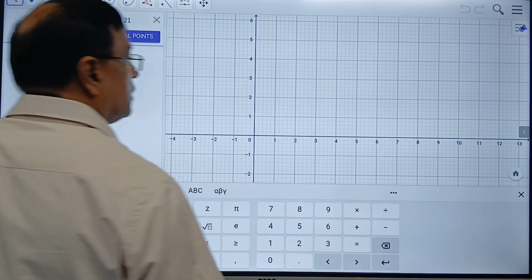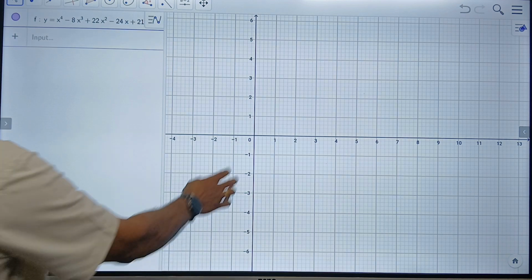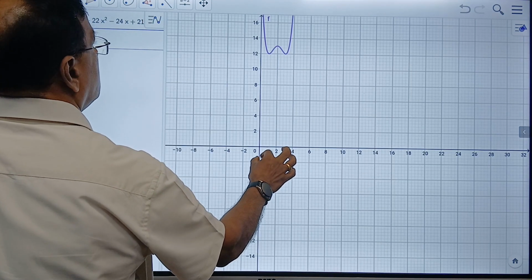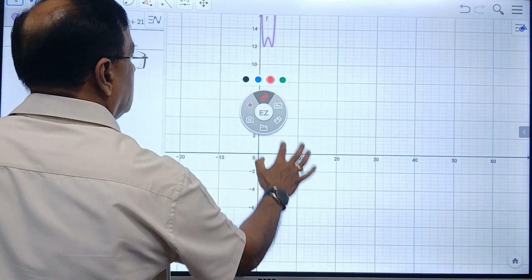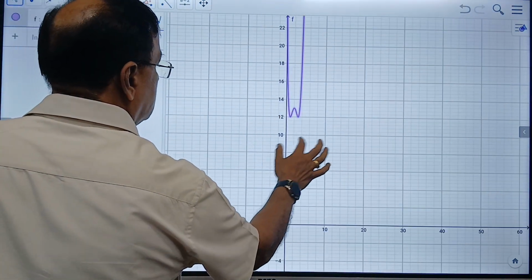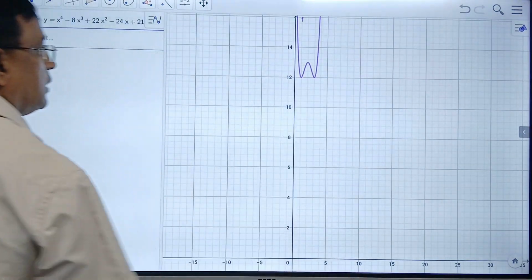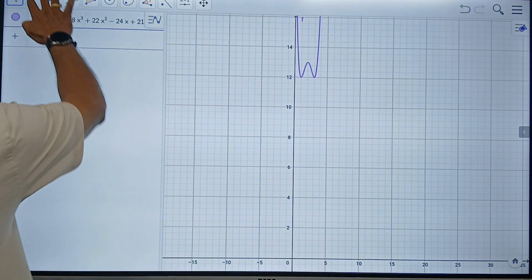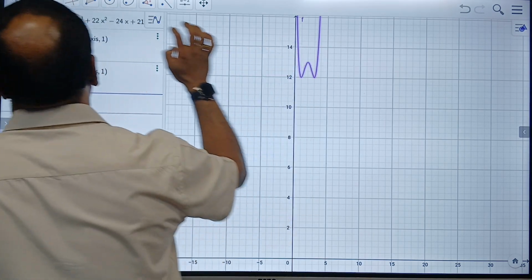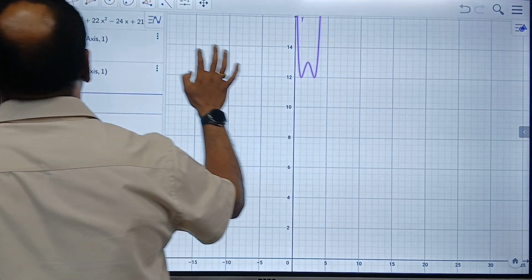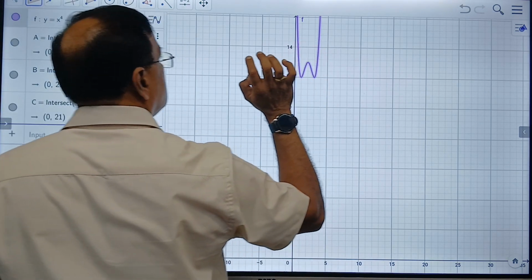So I am done with the graph. So the graph is somewhere here. Let me pull this down. Okay. So the graph is here. Now what I will do, choose a point. As usual, whatever we have done, choose a point on the curve.